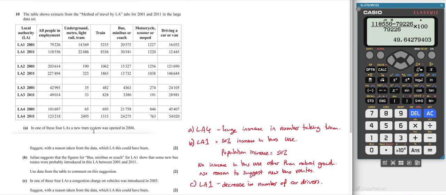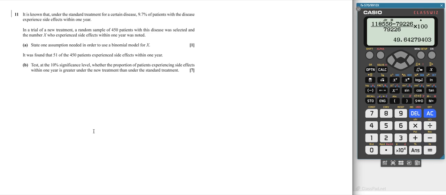And that's it. Right, question 11. It is known that under the standard treatment for a certain disease, 9.7% of patients will experience side effects within a year. In a trial, a random sample of 450 with disease was selected and the number X who experienced side effects for 1 year was noted. State one assumption needed in order to use binomial model for X.